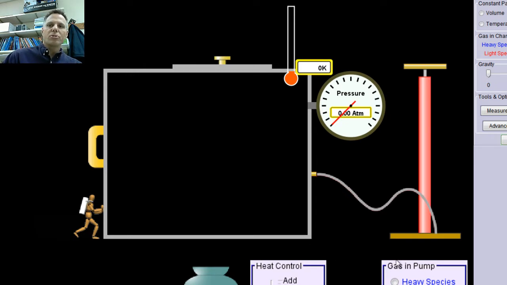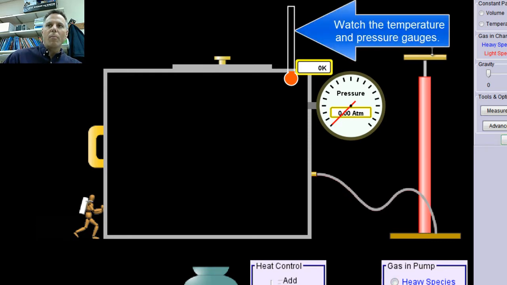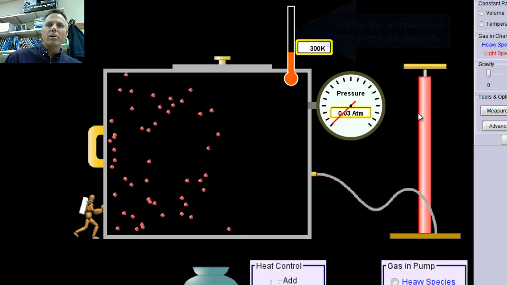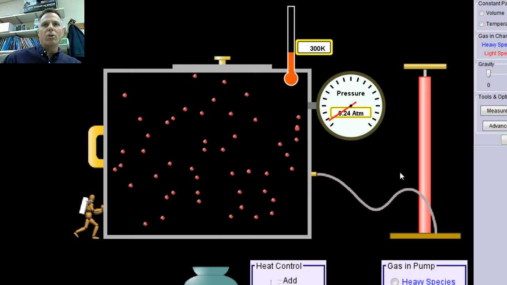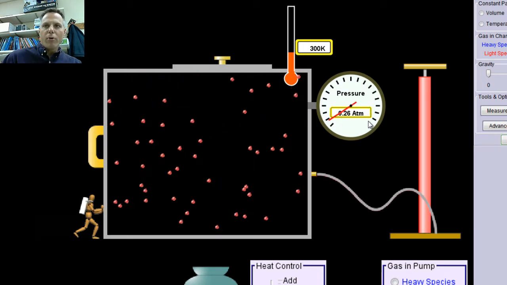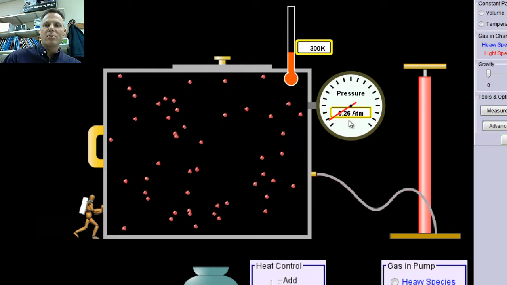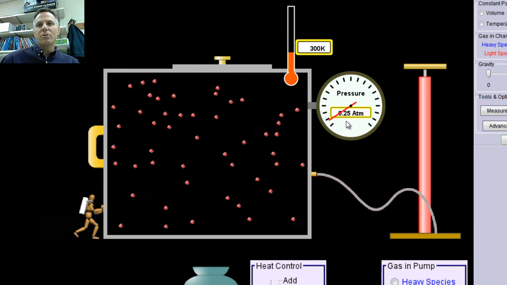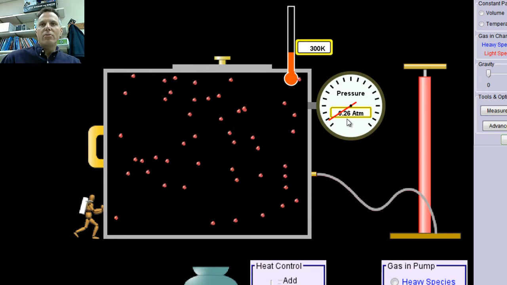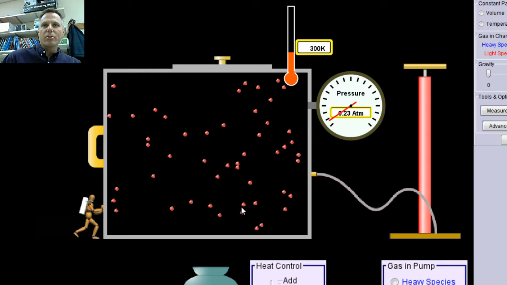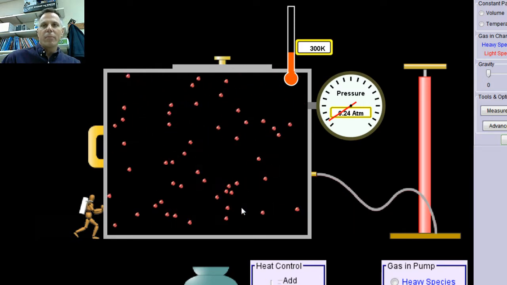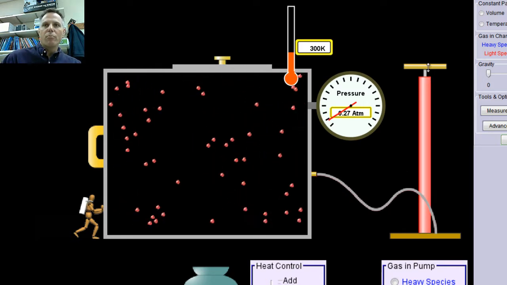The first thing we're going to do is simply add some molecules to the box. So I'm going to open this pump up, push it down, and in come some molecules. Notice they're moving kind of fast. They're bouncing around on the inside walls of the container. Now the pressure is no longer at zero. It was originally set at 0 atmospheres. Atmospheres is a measure of pressure. So it's higher than 0 because the pressure is the simultaneous collision of all these molecules hitting the inside walls of the container. And if I were to add more molecules, the pressure would go up.